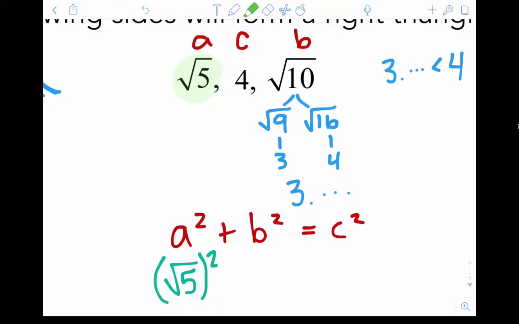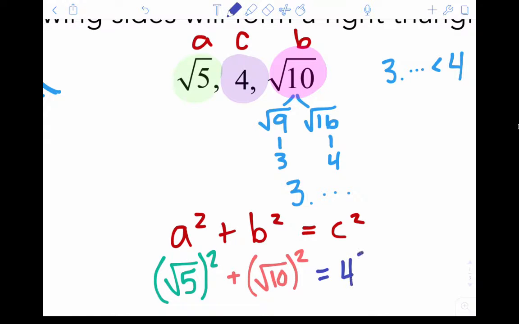Next I have B. My B value is square root of 10. So I have plus square root of 10. Once again, I'm going to put that in parentheses so I know that whole thing is being squared. And then lastly, I have 4 as my C, so that's 4 squared.